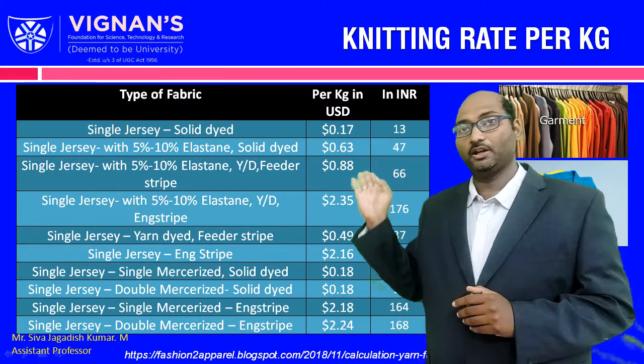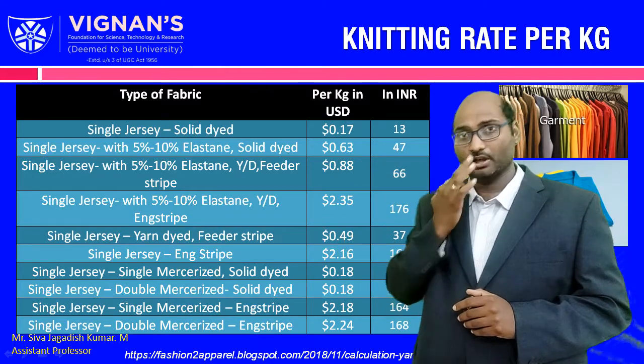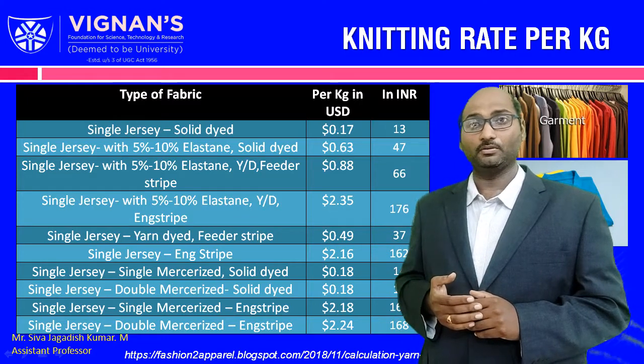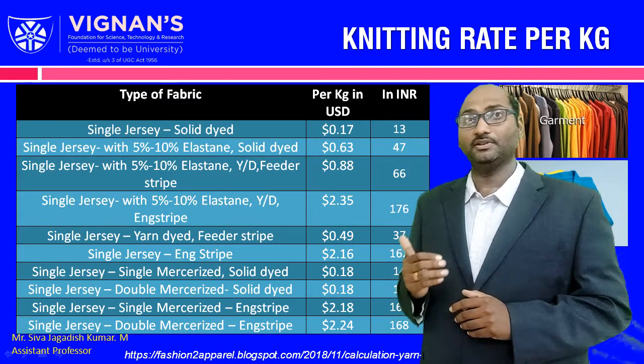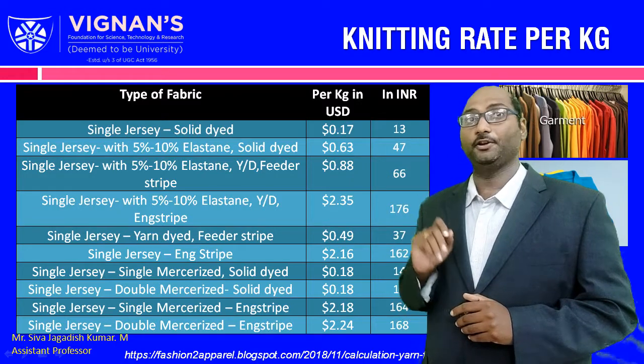But in the figure, in this table, if you see, the highest is 168 rupees. Where is 13 rupees and where is 168 rupees? Okay, it is almost 15 times higher. What is it? Let us see. Single jersey, solid dyed, 13 rupees.